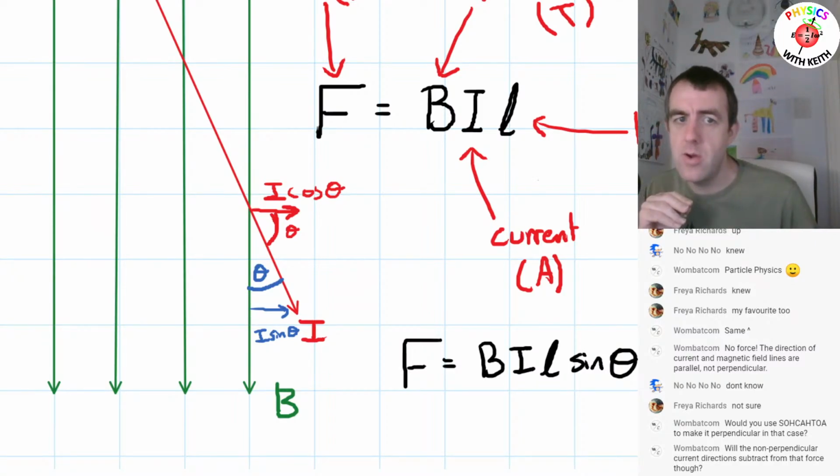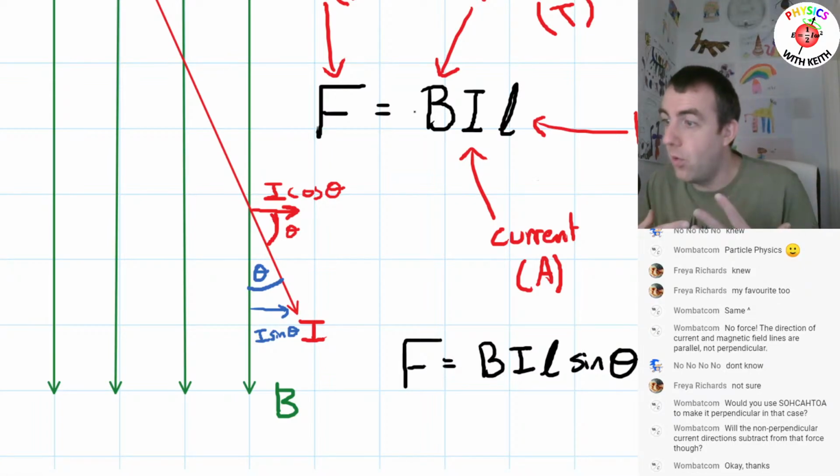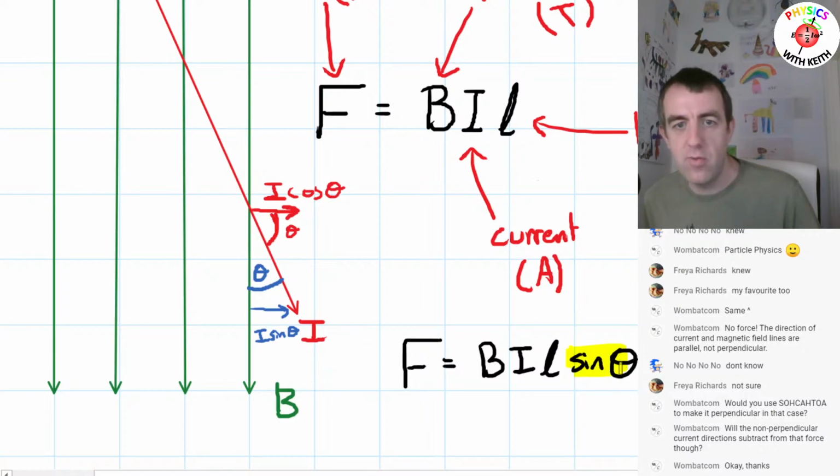No, they have no effect. There's no effect from them at all. So the only component of the current that affects the magnetic force is the perpendicular component. So we have to add a term on to resolve your vector to find the perpendicular component. That's all we're doing there.